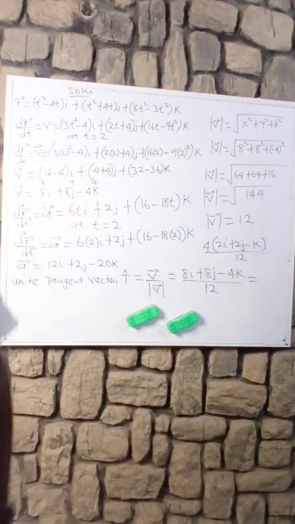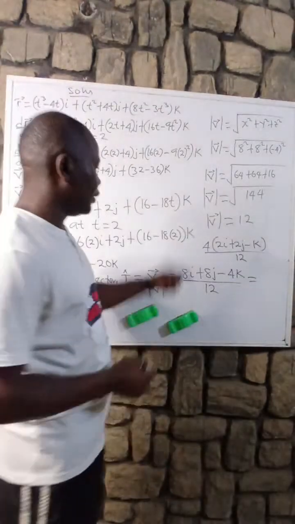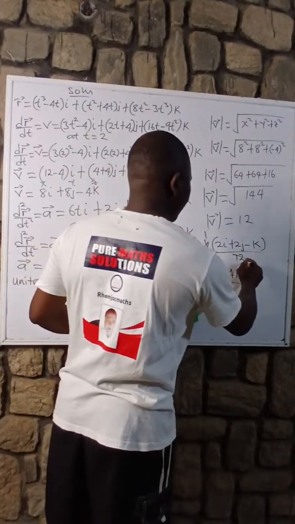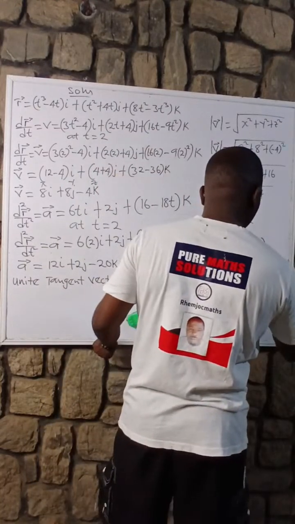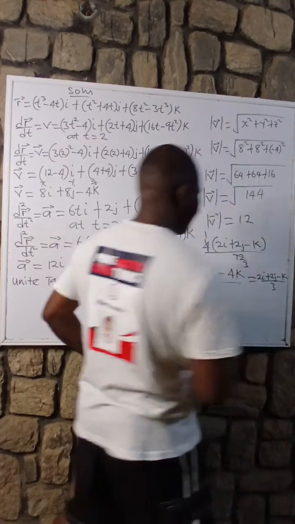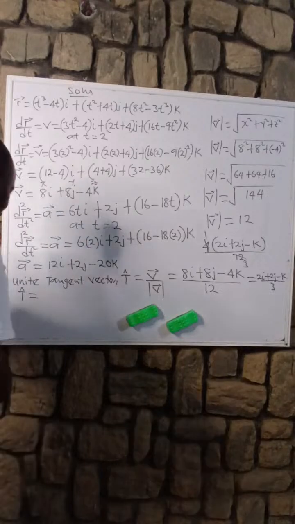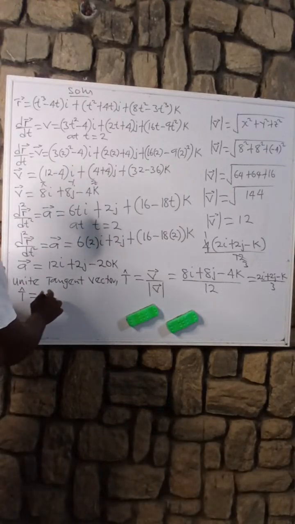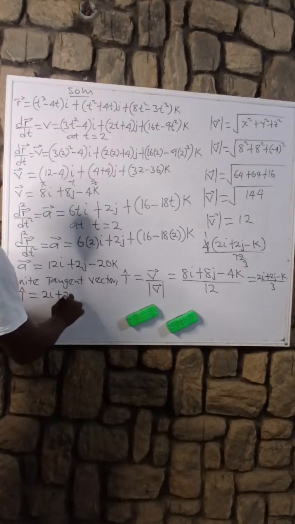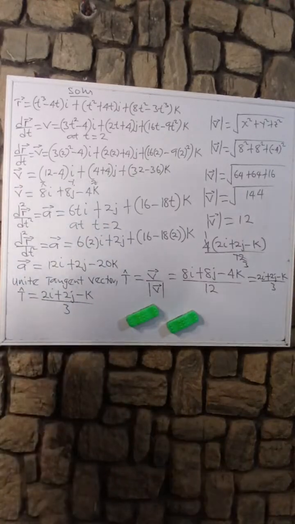Look at it now. Look at the board very well. True or false? It's true, right? So it means 4 can divide this. 4 into 12 is 3. So we can write it in this form, 2i plus 2j minus k all over 3. So it means our unit tangent vector is equal to 2i plus 2j minus k all over 3. Amen? Are you following?